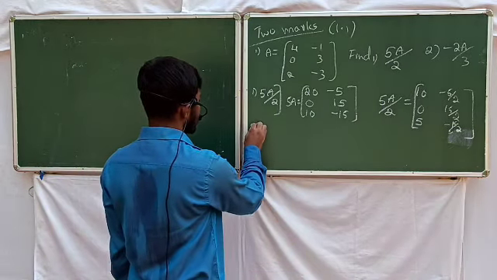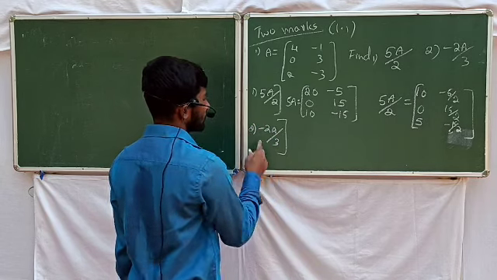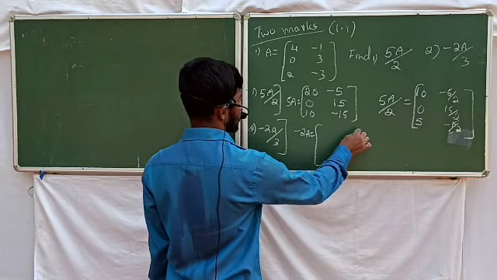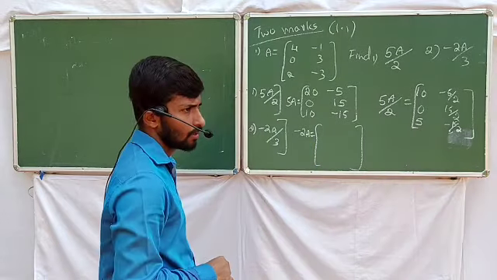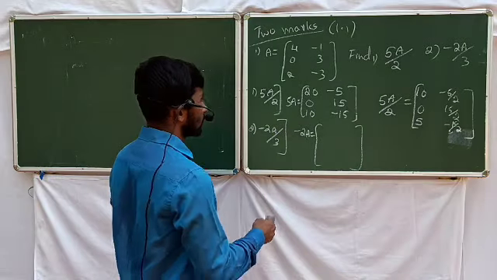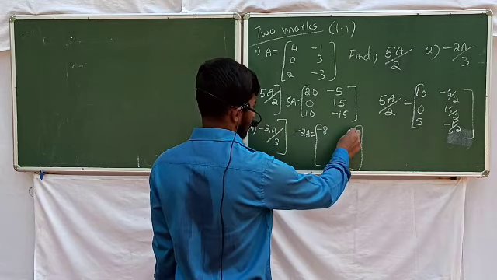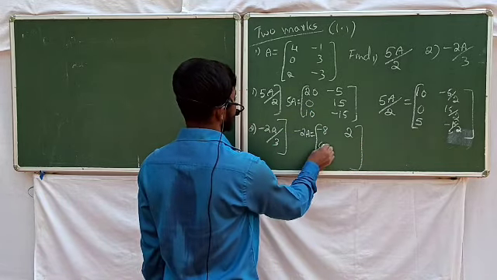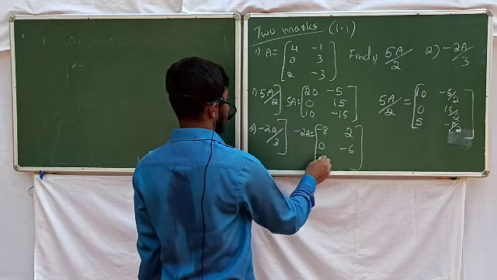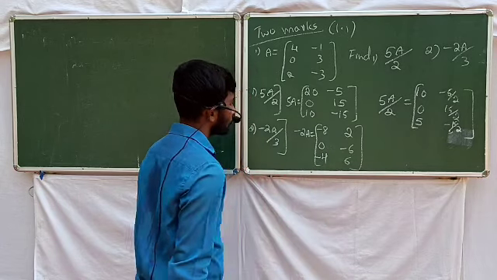Then next, the second question is minus 2A divided by 3. Okay. First find minus 2A. How to get minus 2A? Similar to 5 times A. Minus 2A is multiplying minus 2 to the matrix A. Minus 2 into 4 is equal to minus 8. Minus 2 into minus 1 is equal to plus 2. 0. Minus 2 into 3, minus 6. Minus 2 into 2, its value is equal to minus 4. Minus 2 into minus 3 is equal to plus 6.